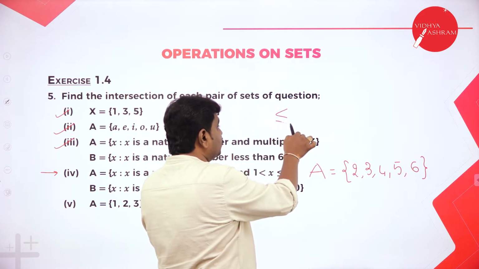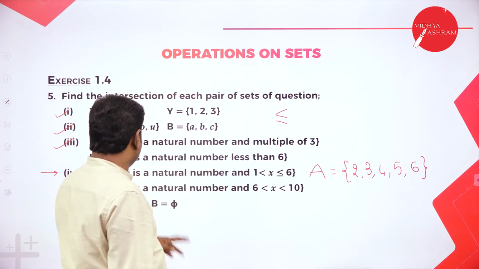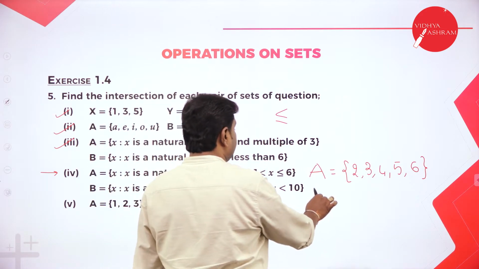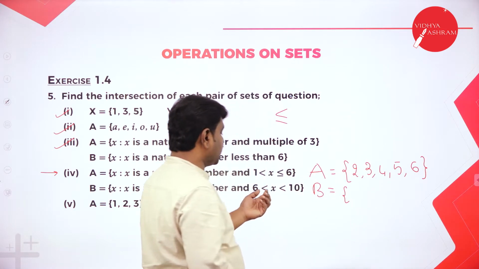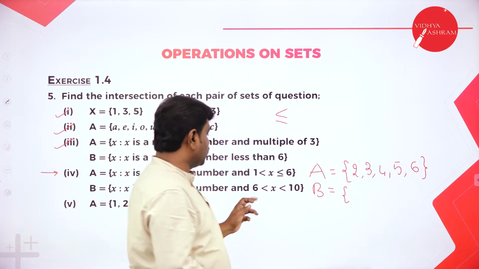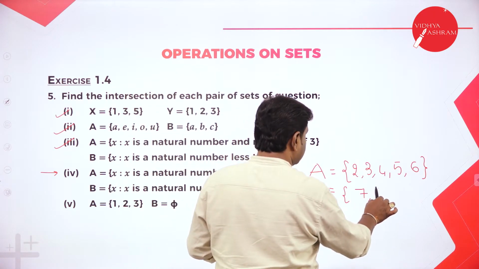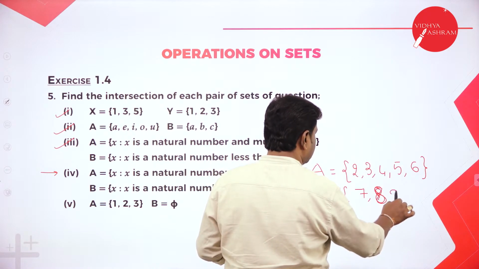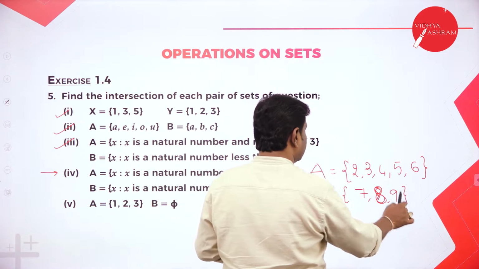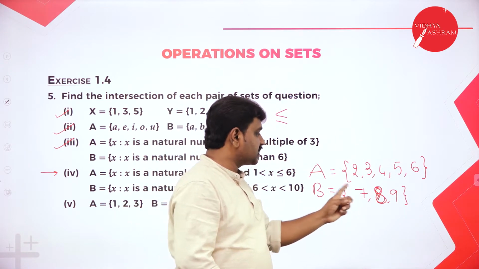I can include 6 also because they told less than or equal to. The symbol is what? Less than or equal to. So you should include 6 also. So now I wrote A. And what is B? B is the set of natural numbers lying between 6 and 10, greater than 6. What is the natural number greater than 6? 7. And less than 10 means 7, 8, 9. Strictly less than 10, so I should not include 10. A is 2, 3, 4, 5, 6. B is 7, 8, 9.